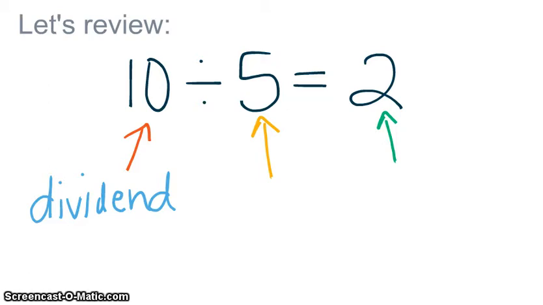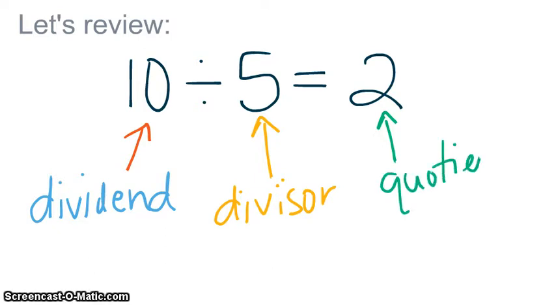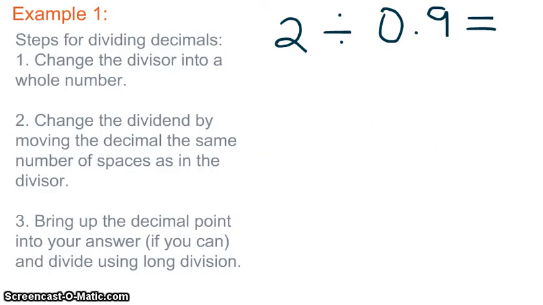Our second number, our 5, is known as our divisor. And that's the number that we are dividing the dividend by. So that's our divisor. And then finally, our answer is known as our quotient. And once again, the quotient is the answer to a division problem. So let's go ahead and get started by looking at our first example.